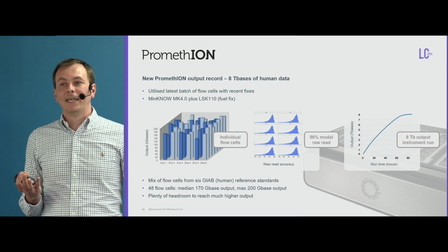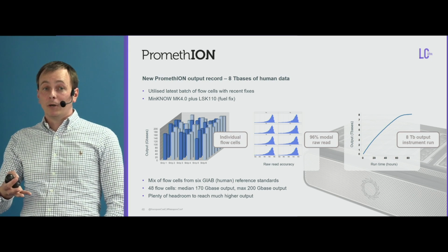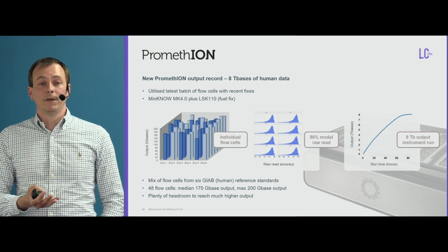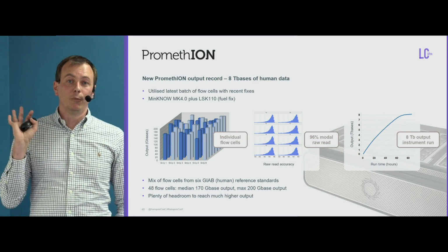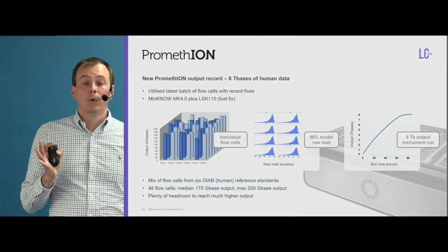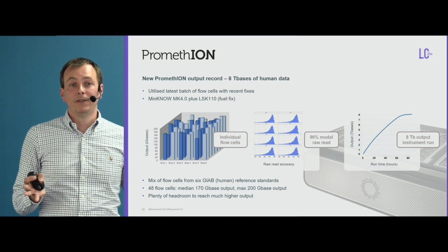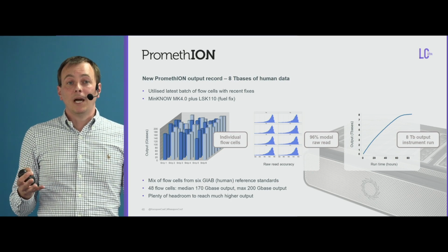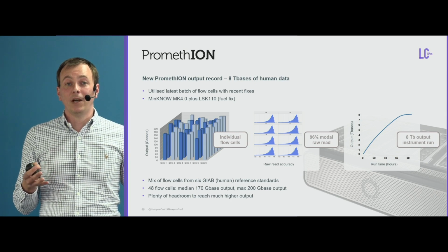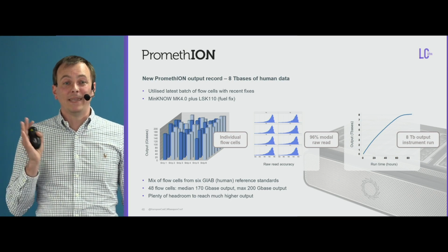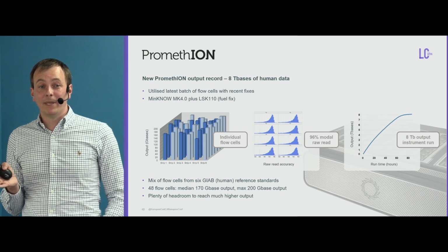What's important about that kit is it means you can load up your box, put all 48 flow cells onto your box, put your samples in, flush them through, and then press go and walk away. So this run, once it was started, didn't have any intervention. Our previous box record was 7 terabases. This time we're at 8 terabases, and that's without intervention. So we were really happy with that.